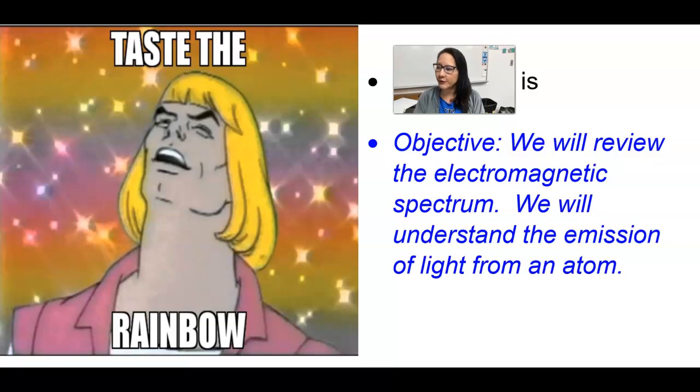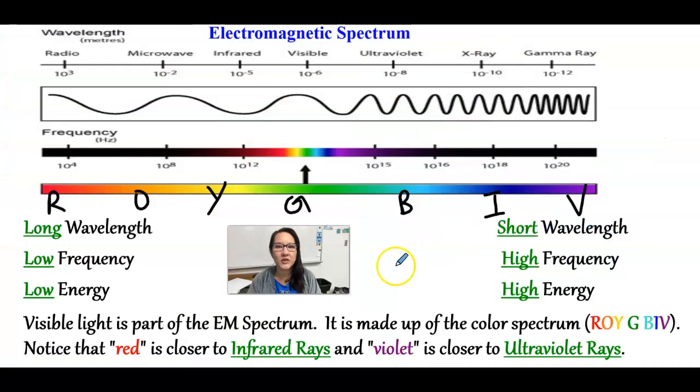Our final objective for the unit is to review the electromagnetic spectrum, and we'll understand emission of light from an atom. So this is the electromagnetic spectrum. It ranges from radio waves, then microwaves, infrared radiation, visible light, which gets broken down here into our color spectrum that we can see. Then there's ultraviolet radiation, followed by X-rays, and then gamma rays over here.